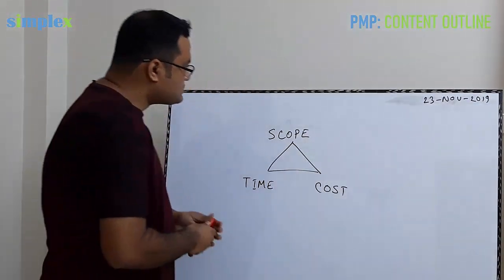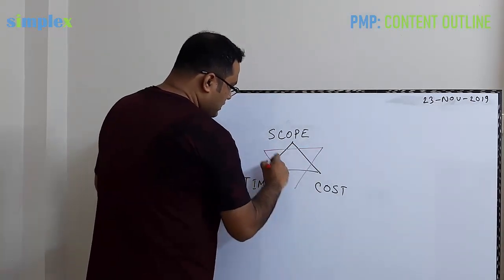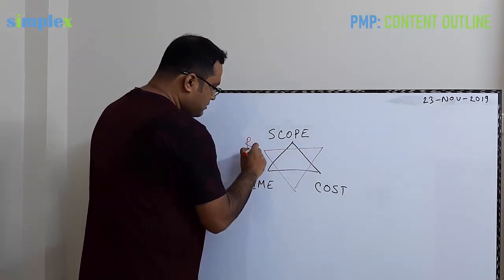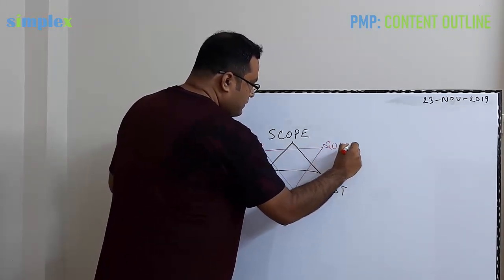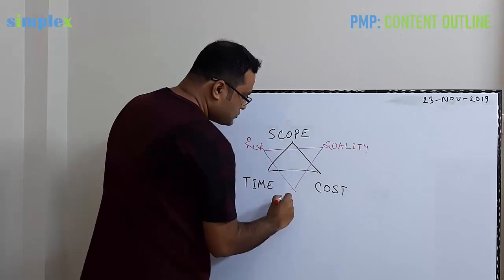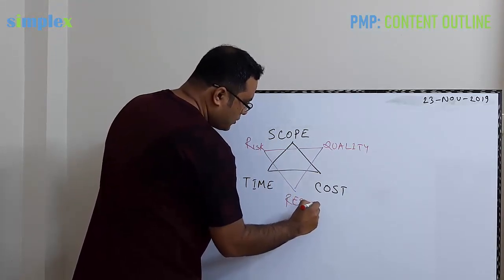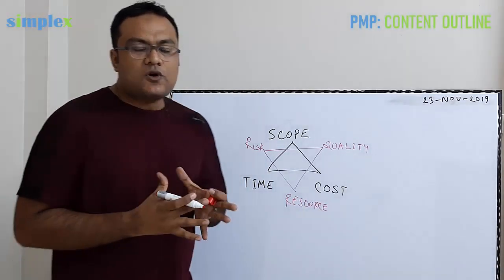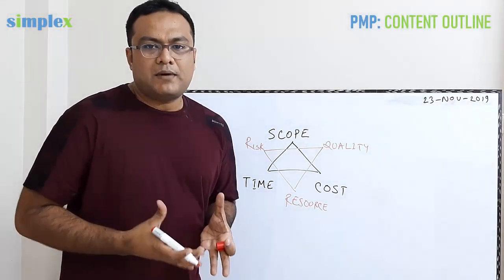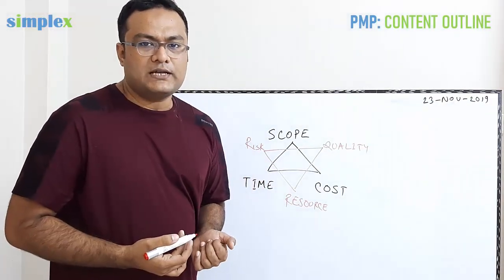Nowadays what we are focused on apart from these three constraints are the risk, the quality and the resources associated with managing these scope, cost and time. So these are the 6 constraints a project manager must manage. So obviously these 6 are part of the content.